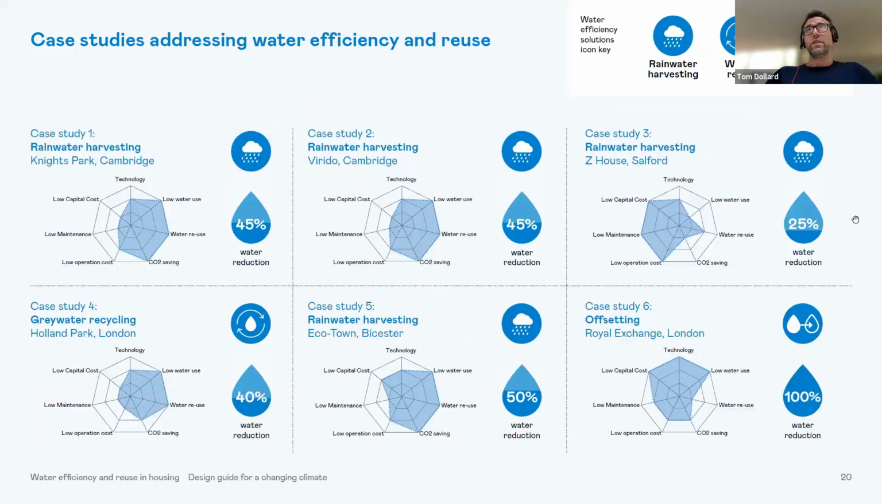So this is the spread of the 6 case studies we went for. We've got a couple in Cambridge, one in Manchester, one in London, one in Bicester, and again one in London, but a slightly different one, a bit larger scale and mainly looking at offsetting in that case study.